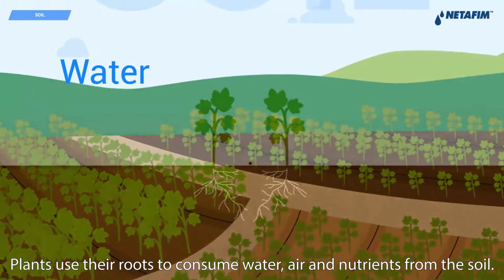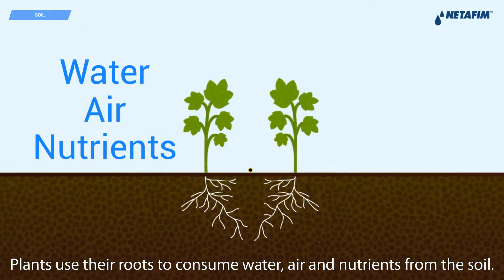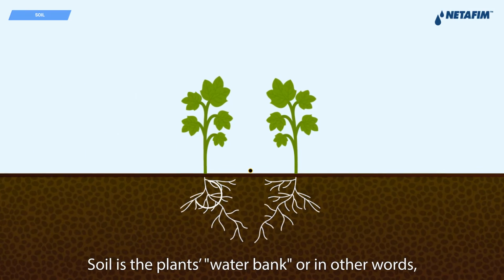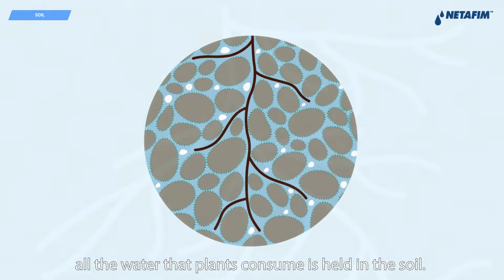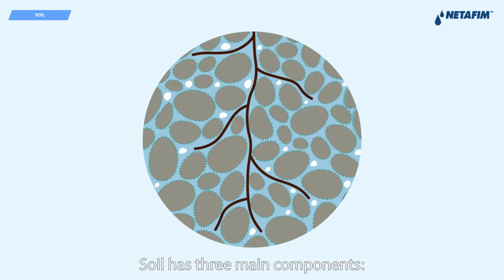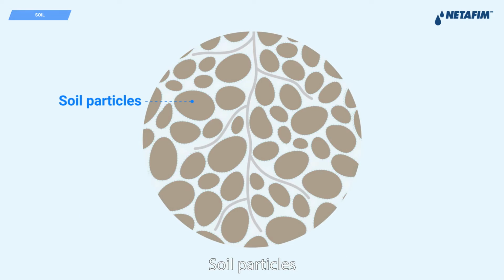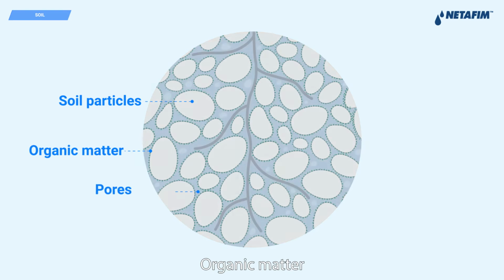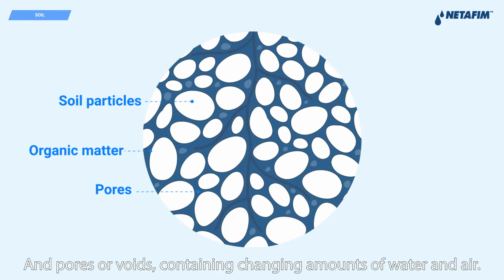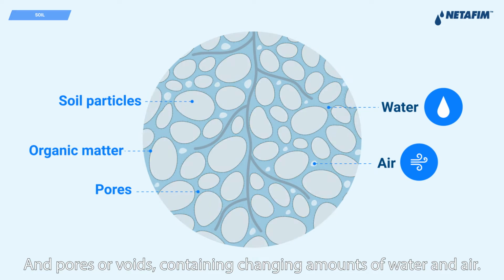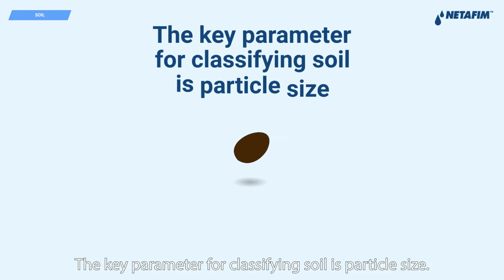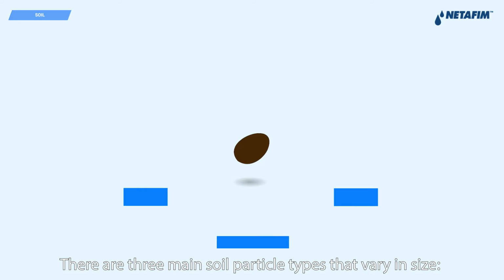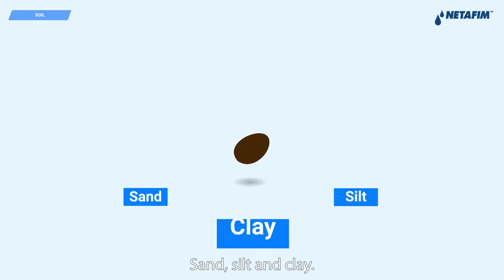Plants use their roots to consume water, air, and nutrients from the soil. Soil is the plant's water bank, or in other words, all the water that plants consume is held in the soil. Soil has 3 main components: soil particles, organic matter, and pores or voids containing changing amounts of water and air. The key parameter for classifying soil is particle size. There are 3 main soil particle types that vary in size: sand, silt, and clay.